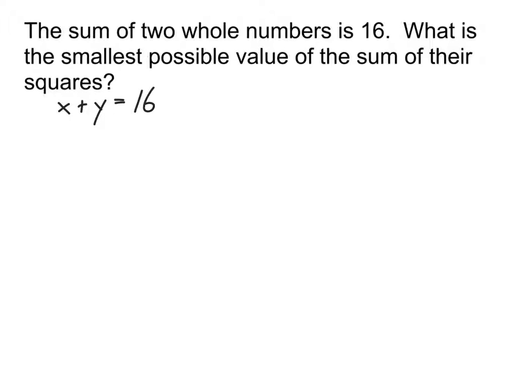Alright, and then we go to the second equation. It asks us in the next sentence, what is the smallest possible value of the sum of their squares? Okay, so sum of their squares, that means I have to do the square of x plus the square of y. That's the sum of their squares. Now, I want to find the smallest possible value for that, and so it has to equal whatever that possible value is for that sum.